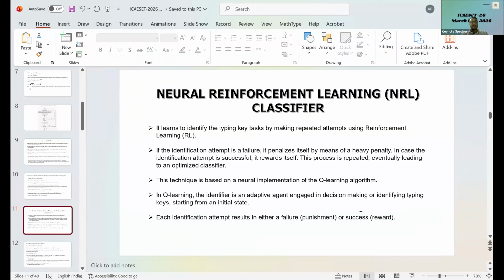One is the reinforcement learning technique with neural networks. As we know, in an artificial neural network we have input state, a number of hidden layers, and then based on this we get the output. The same technique we are applying here to identify forearm movements.